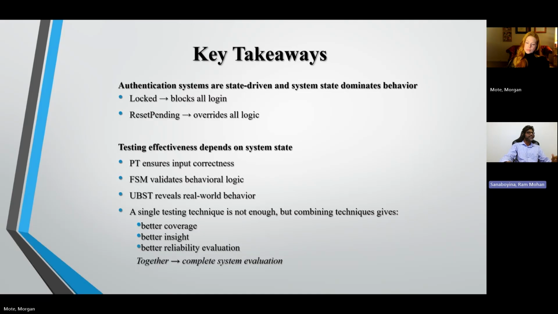In conclusion, the project applied three systematic testing techniques to evaluate both the correctness and reliability of a role-based authentication system. The critical takeaway is the significant impact of persistent states, particularly the reset pending state, which can dominate system behavior and restrict further interactions. Overall, the system demonstrates consistent, predictable, and stable behavior across different categories. And the combination of these testing techniques provides a comprehensive framework for evaluating software reliability.